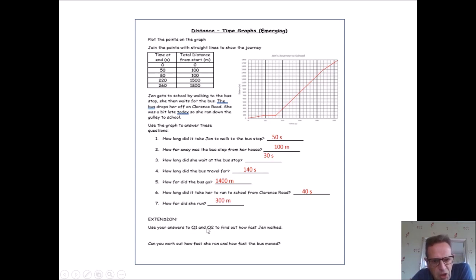Okay, question 1 and question 2 will show you how fast Jen walked. So she walked 100 metres in 50 seconds. That means she was walking at 2 metres per second.